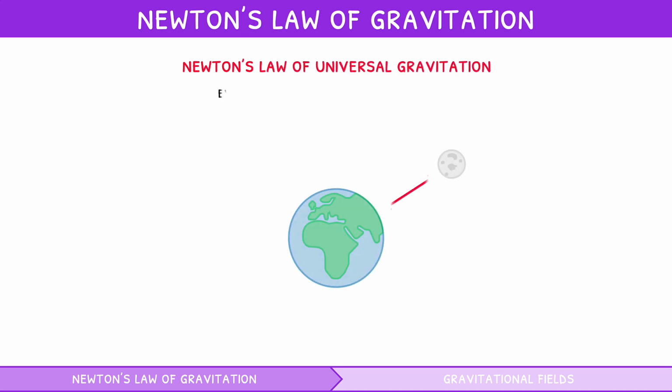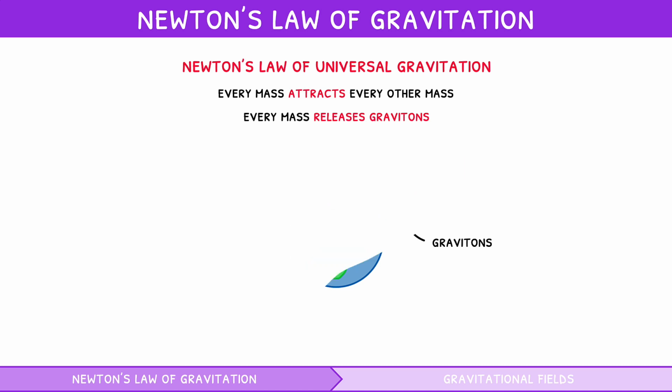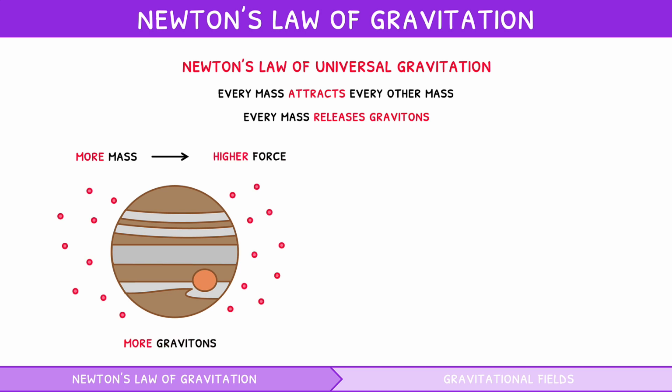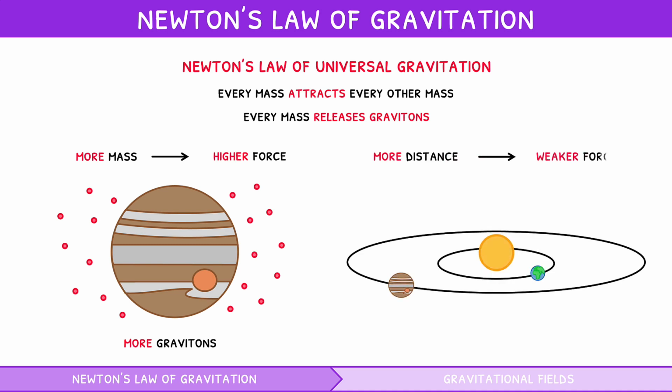This law states that every mass in the universe attracts every other mass in the universe. This occurs because every mass releases gravitons that exert the gravitational force on other masses. The more mass there is, the more gravitons are released, and thus the higher the exerted gravitational force. However, the further away the other mass, the weaker the exerted gravitational force. If you remember, this is very similar to how the electrostatic force behaves.